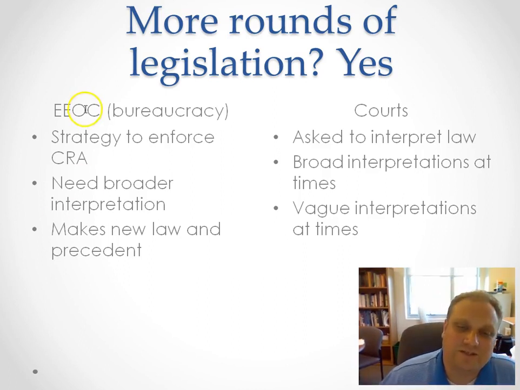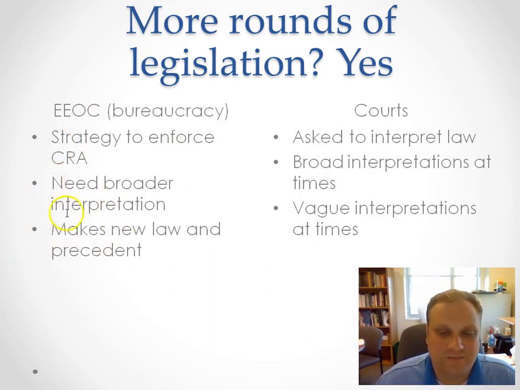So as the EEOC was implementing this policy, it was also adopting a strategy to enforce the Civil Rights Act, looking for a broader means of interpretation and making new law and precedent at the same time, and it's going to use the courts to do that. The courts are asked to interpret the law. The broad interpretations it took at times and the vague interpretations it took at times effectively made new law. So what we have is even during the implementation phase, new law is being made. So the policy process isn't always so clean in each step.